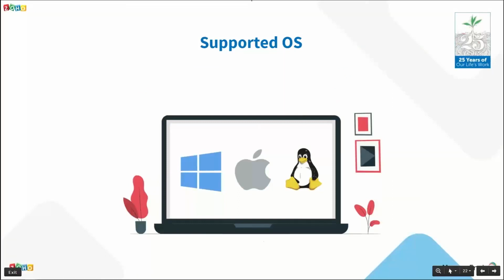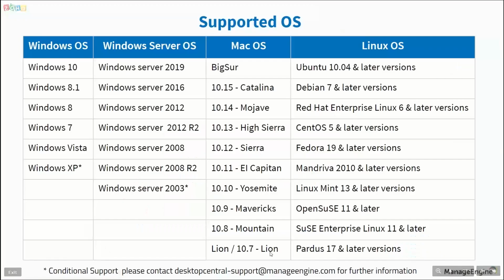Supported operating systems. We support 3 operating system platforms for now: Windows, Mac, and Linux. Here is a complete list of operating systems supported by Desktop Central. The application server runs on the Windows platform, but you can manage the endpoints with Windows or Mac or Linux operating systems.